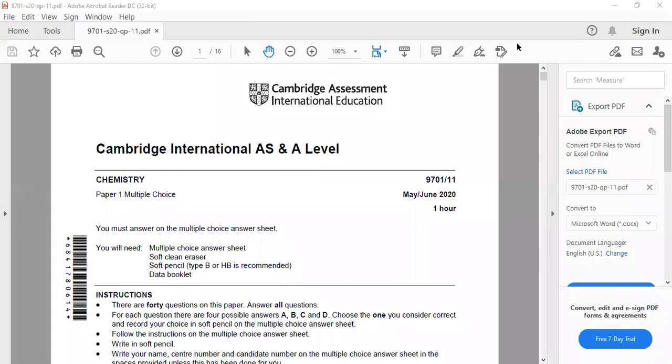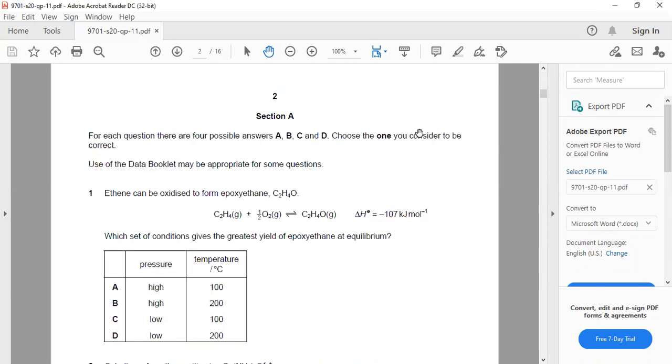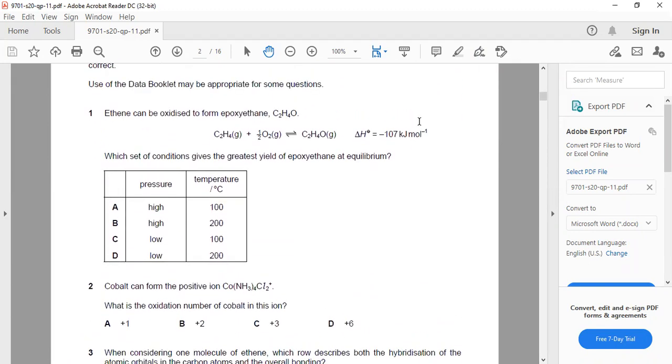Okay, let's start. So June 20, variant 11. MCQ number 1. This is an equilibrium question.